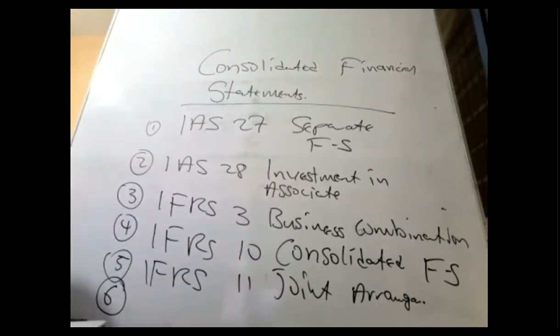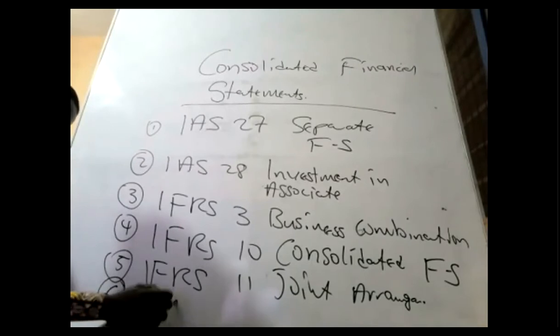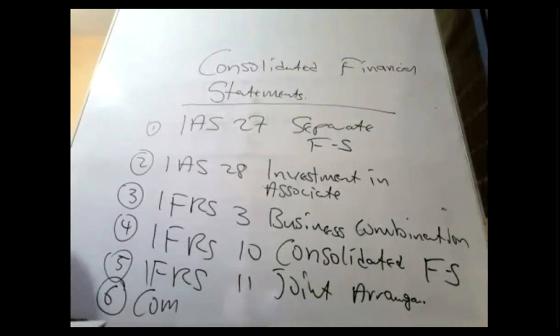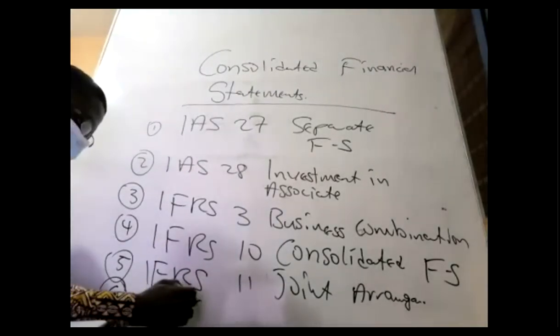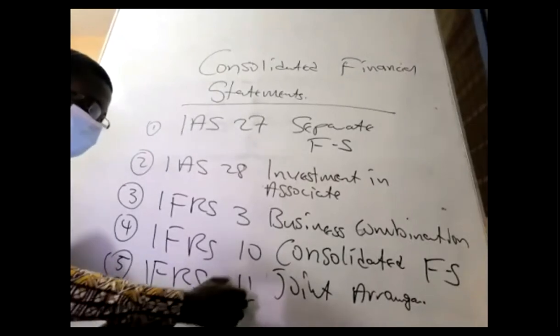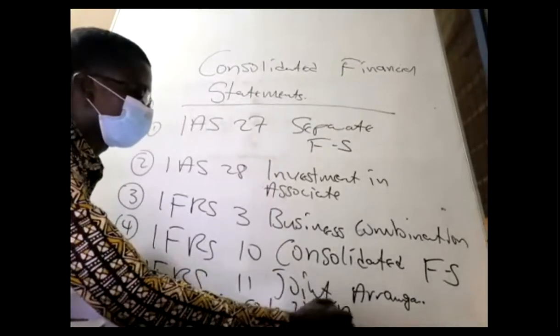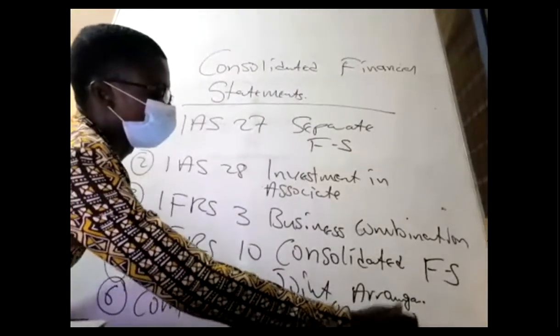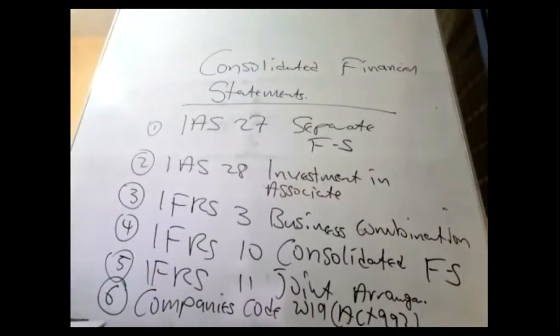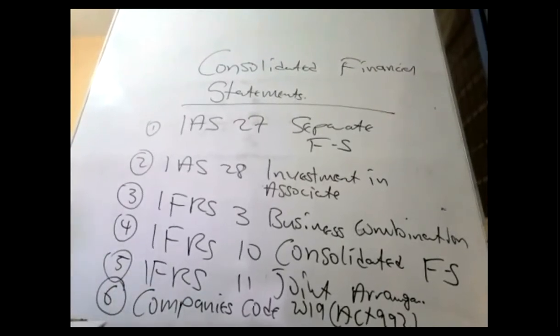So these are the specific IFRSs that govern the consolidation, and then the Companies Code. So let's examine now the Companies Code, 2019, Act 992. That is it. Okay, then let's start with the actual consolidation.